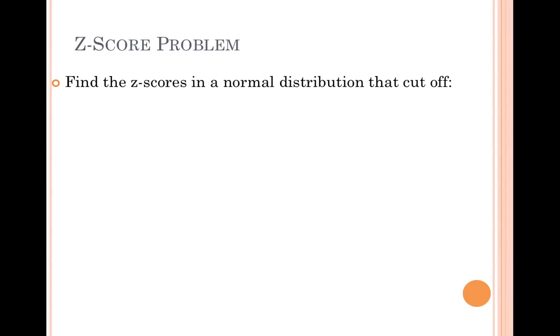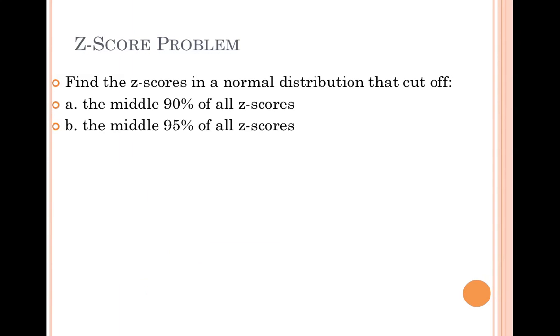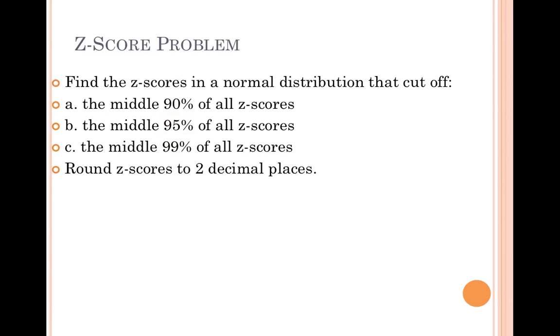Let's find the z-score in a normal distribution that cuts off the middle 90% of all z-scores, the middle 95% of all z-scores, the middle 99% of all z-scores. So we've done this before in Chapter 7. The tool that we use to find the z-scores on a horizontal axis where we're given a piece of area is invNorm, the inverse normal function.